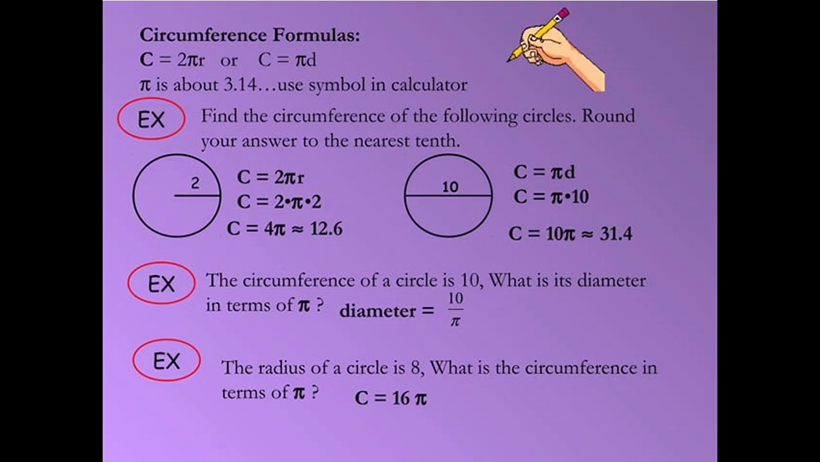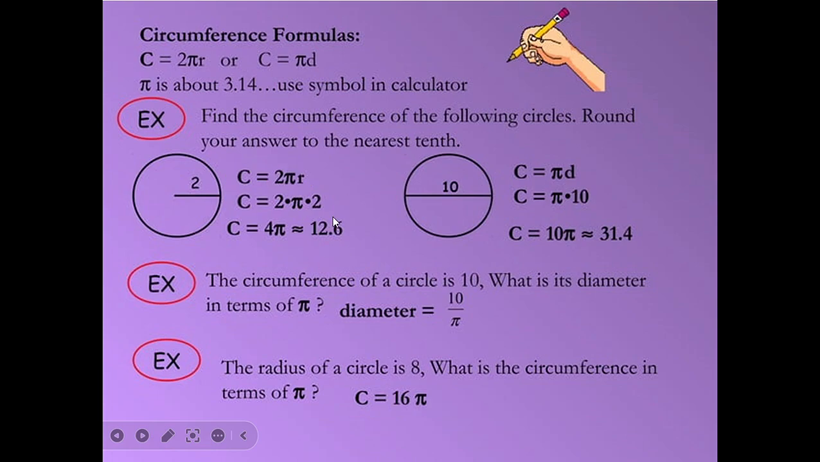For example, this circle here has a radius of 2. We will be using the formula 2 pi r because the given is a radius, and 2 is our radius. So C is equal to 2 pi times r. We copy 2, then pi, and our r is 2. So we have 2 times 2, 4 pi. And our pi is 3.14. So 4 times 3.14, we get the answer of 12.6.